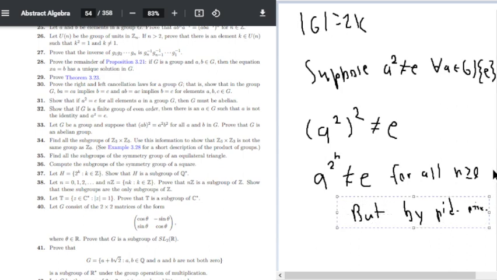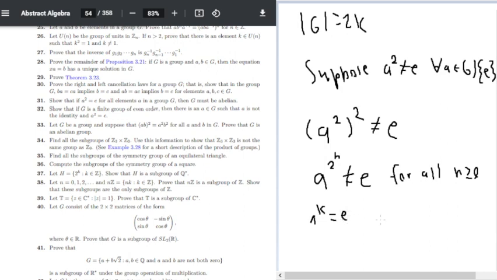Alright, now note, there exists a k such that a to the k equals e. Oh, not k, the k is not a good variable to use here.